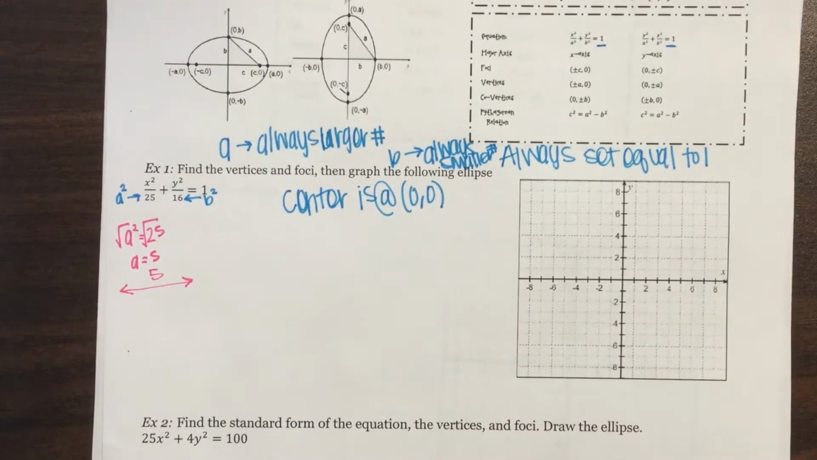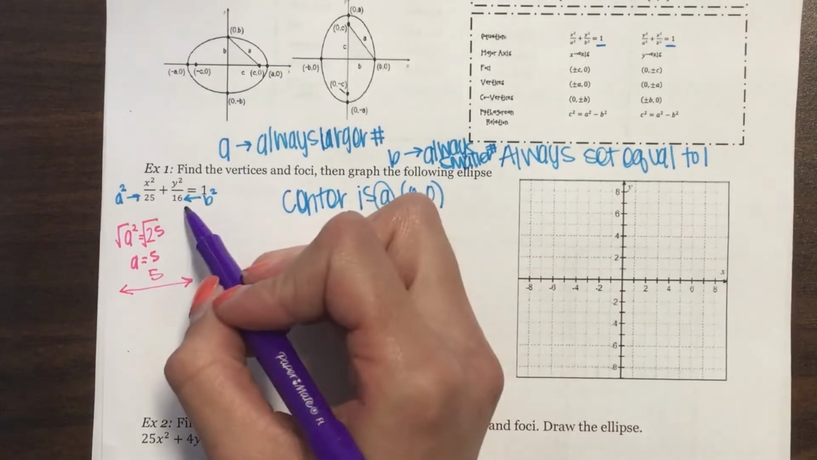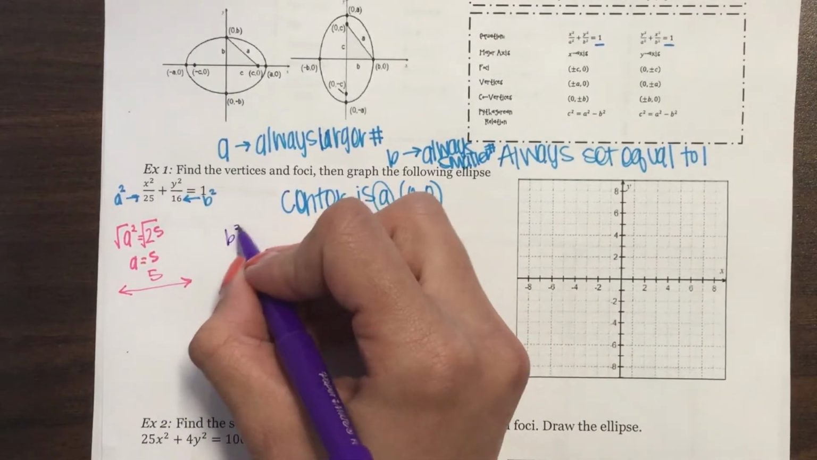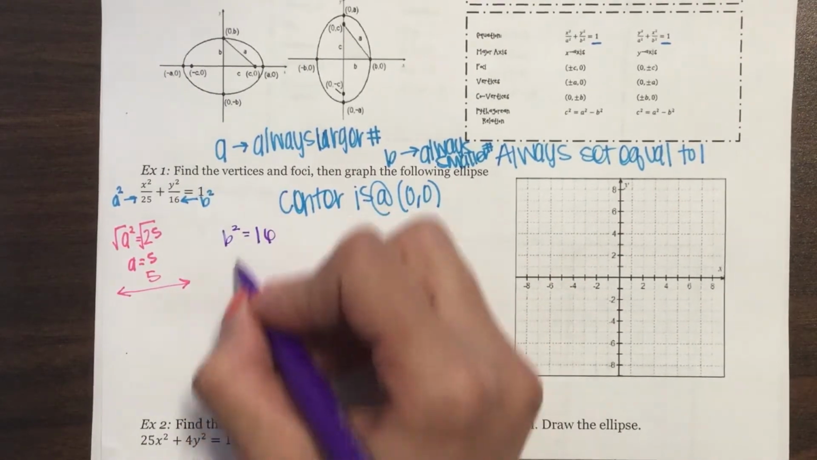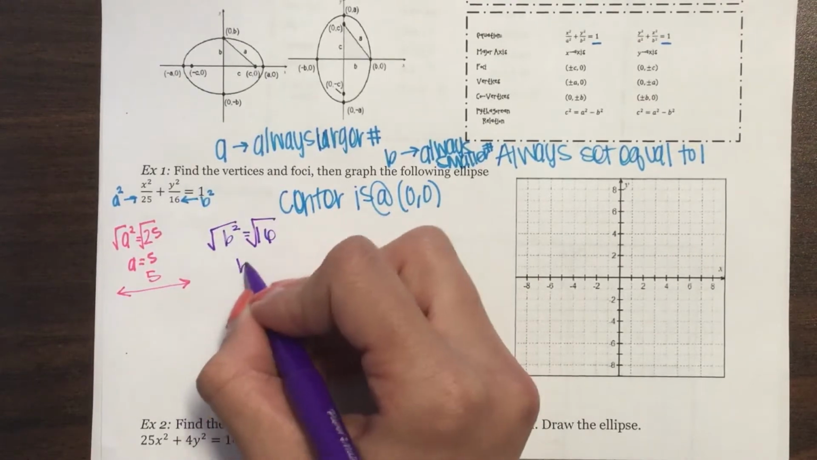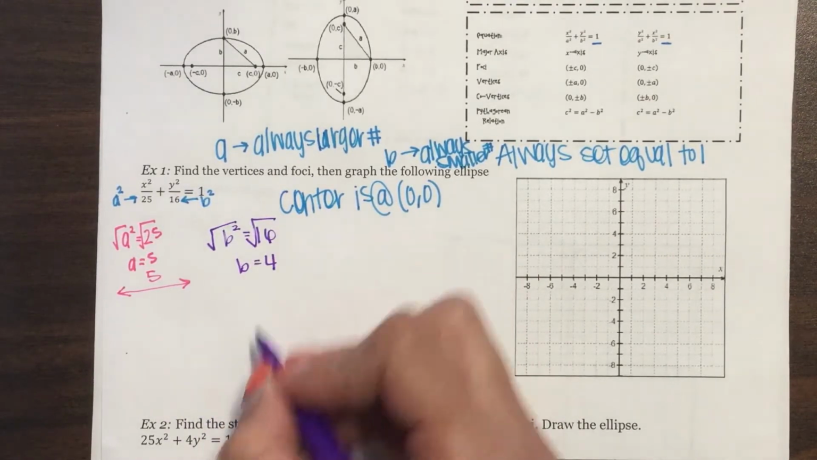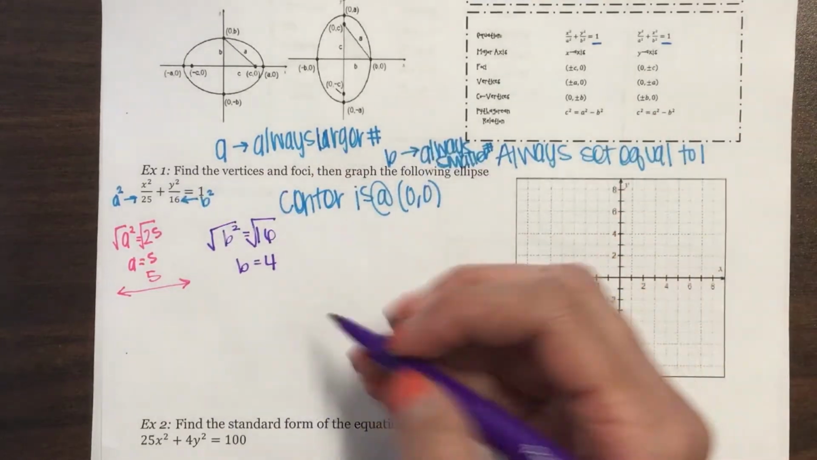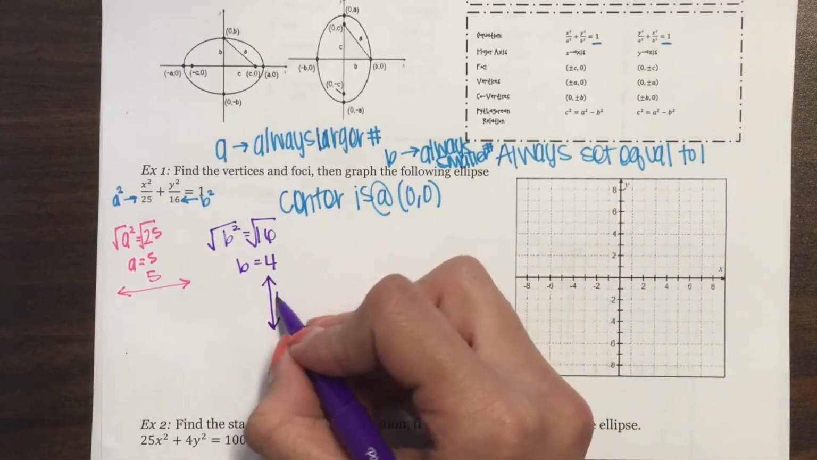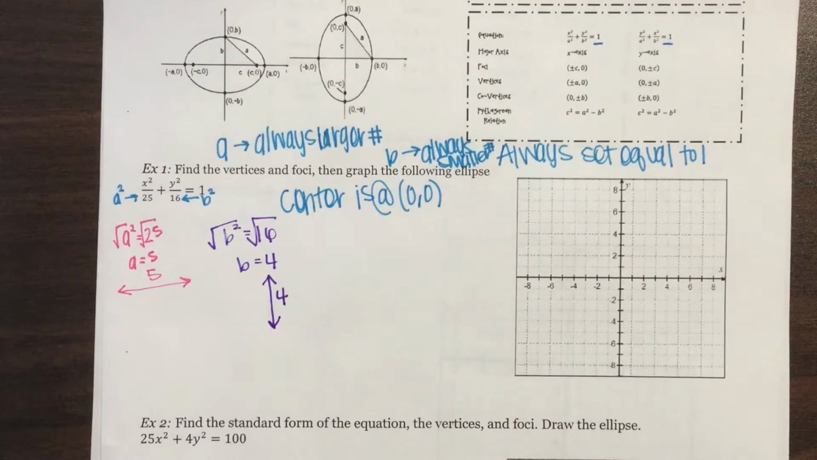Okay. I'm going to do the same thing with my b squared. So b squared equals 16. Square root, so b equals 4. This is under my y, so that's my vertical axis. So I'm going to go up and down 4 units.